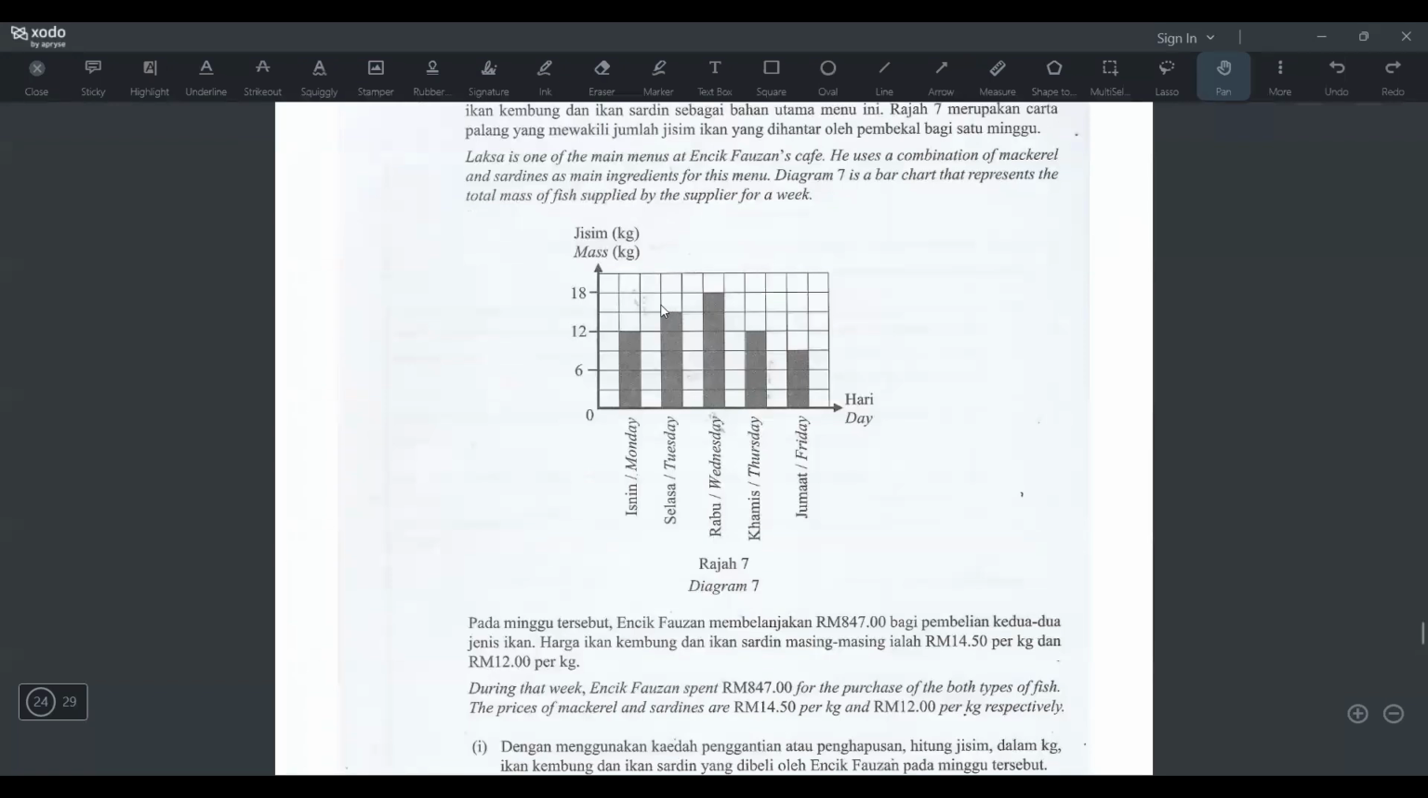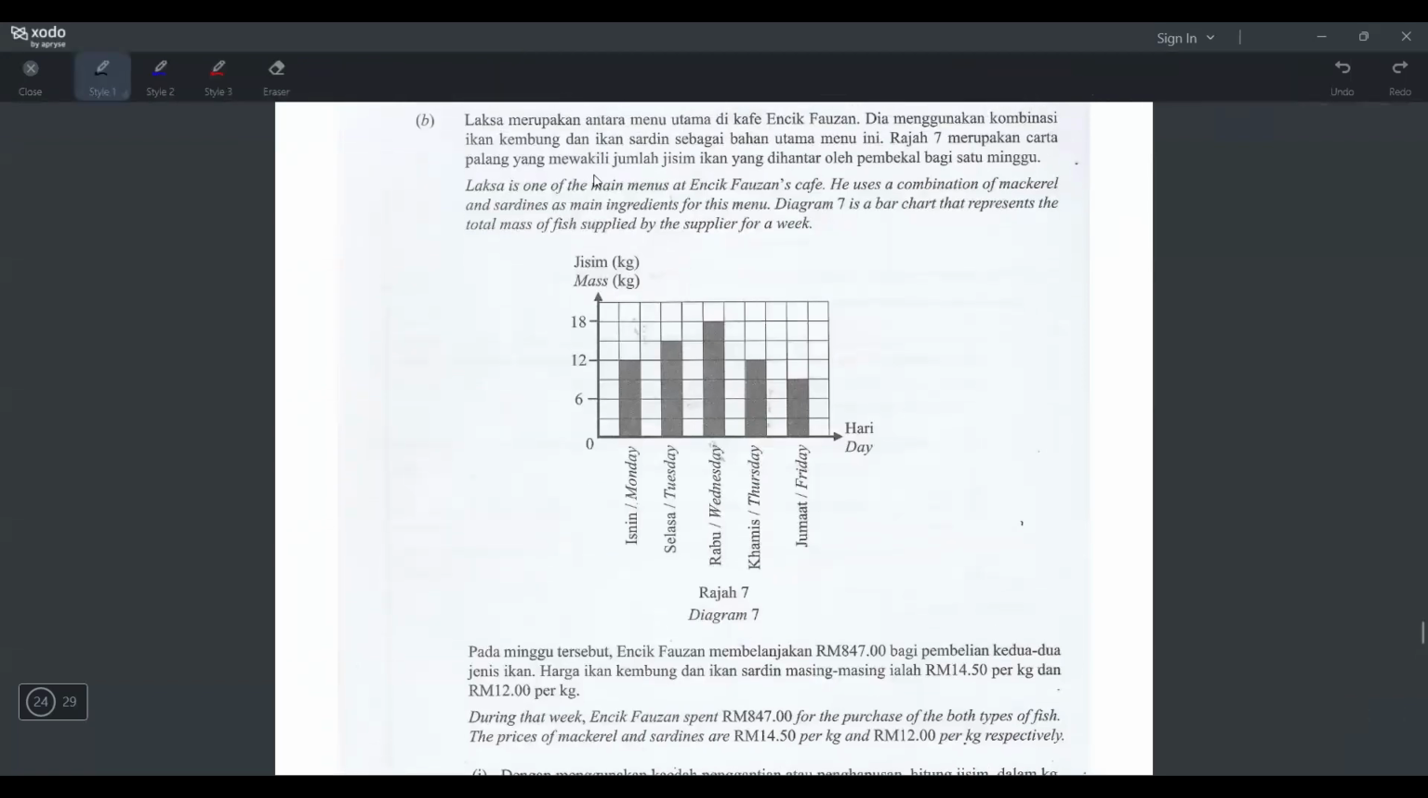Okay, so let's do this question B. Okay, laksa is one of the main menus at Encik Fauzan's cafe. He uses a combination of mackerel and sardine as main ingredient for this menu. So 2 types of fish, mackerel, sardine. Diagram 7 is a bar chart that represents the total mass, so mass kg, supplied by the supplier for a week.